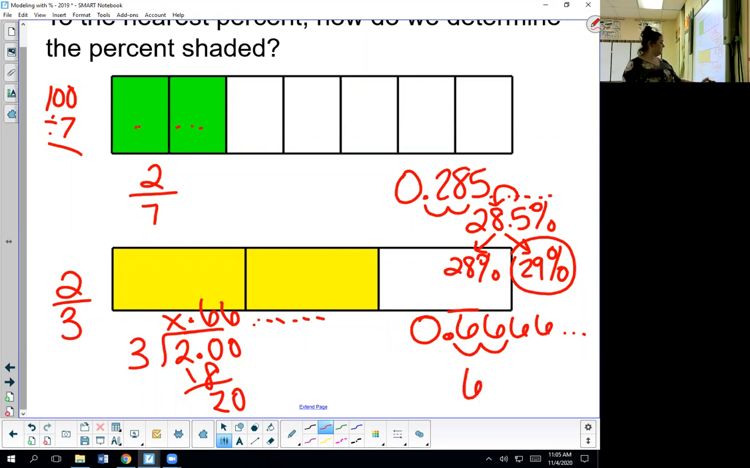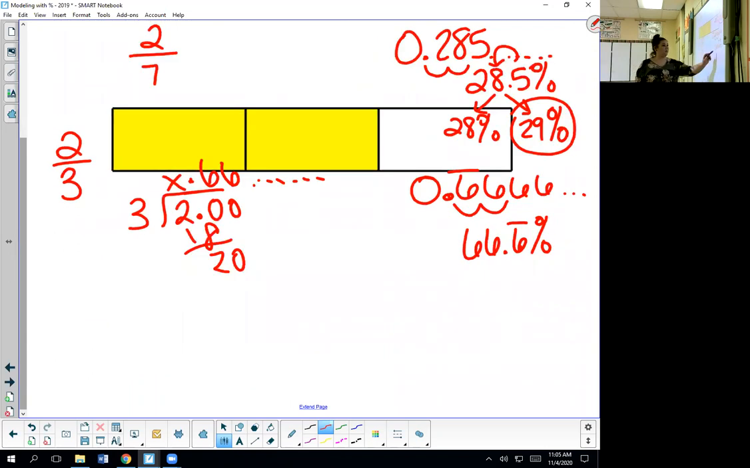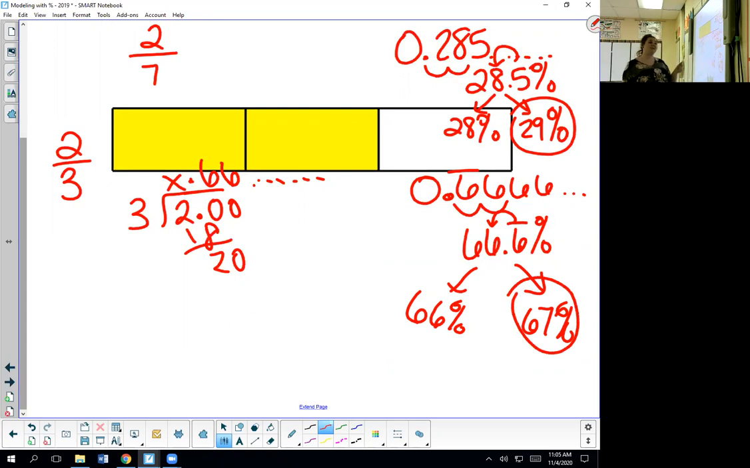1, 2, so this would be 66.6 repeating percent, but the question says to round it to the nearest percent. So again, like I said before, is this closer to 66% or is this closer to 67%? Well, the 6 tells the 6 what to do. It says, hey, you, let's go up. So it's around 67%.